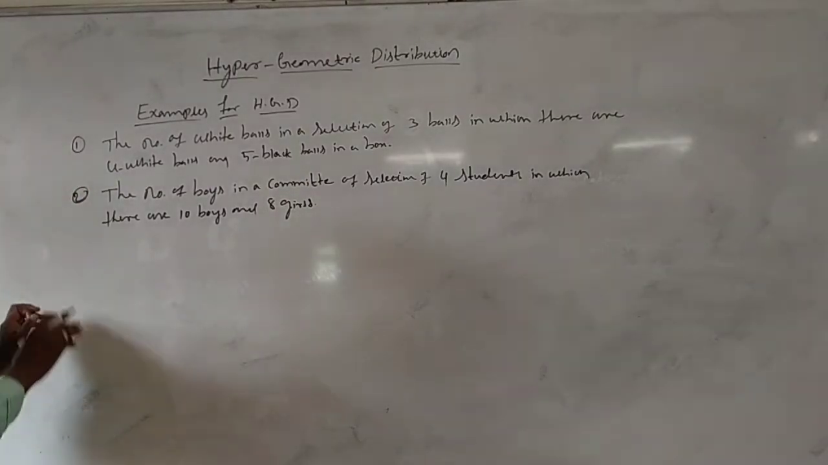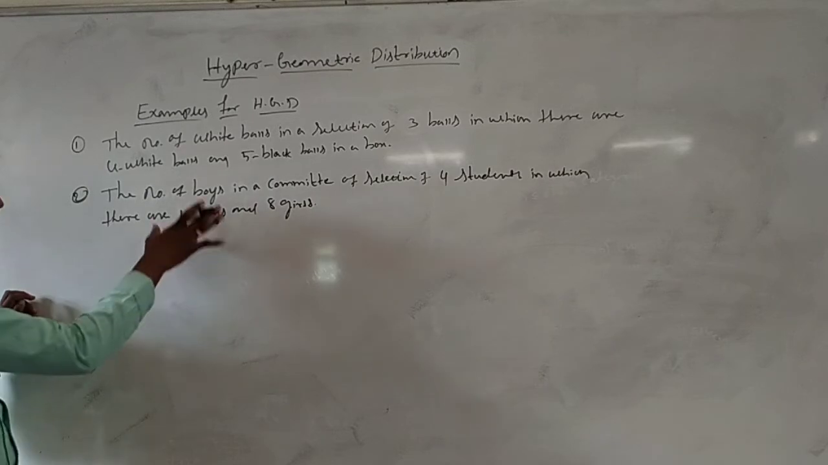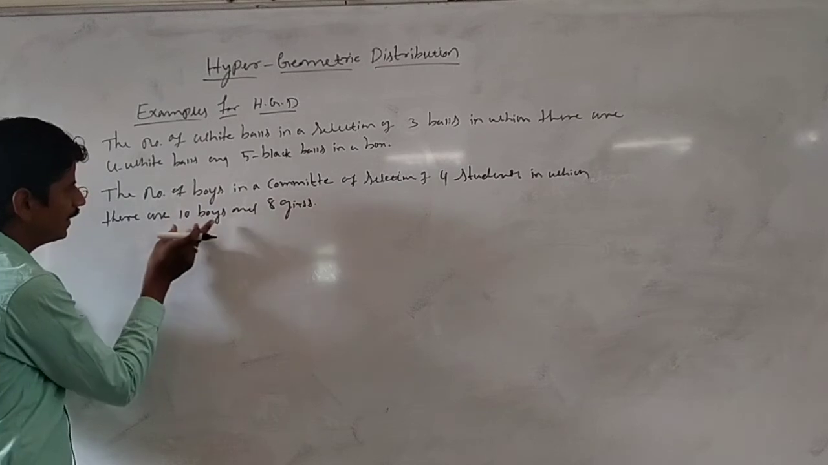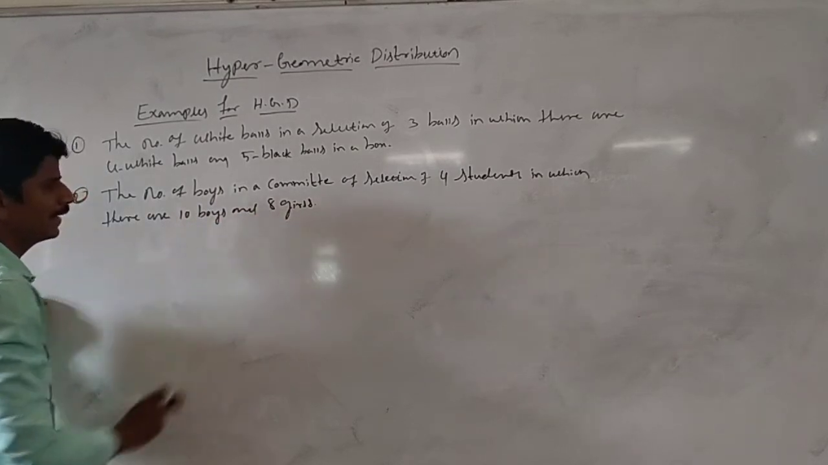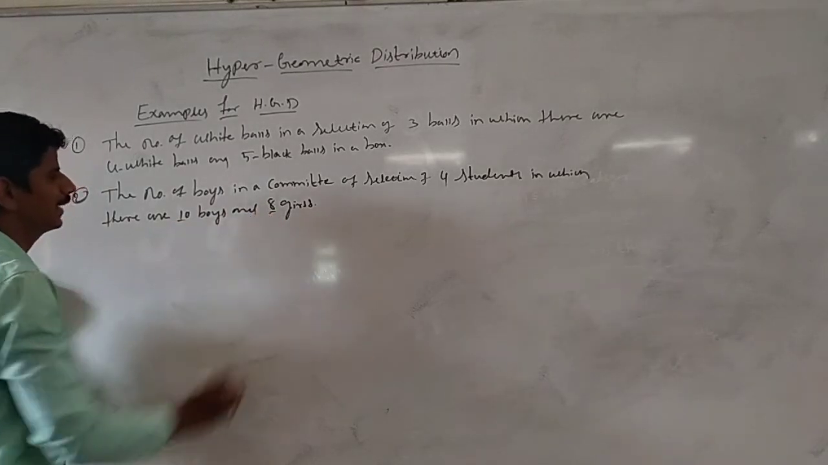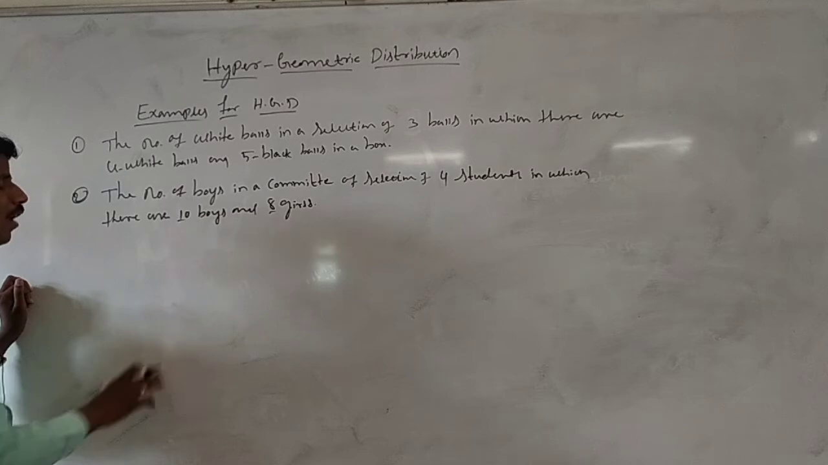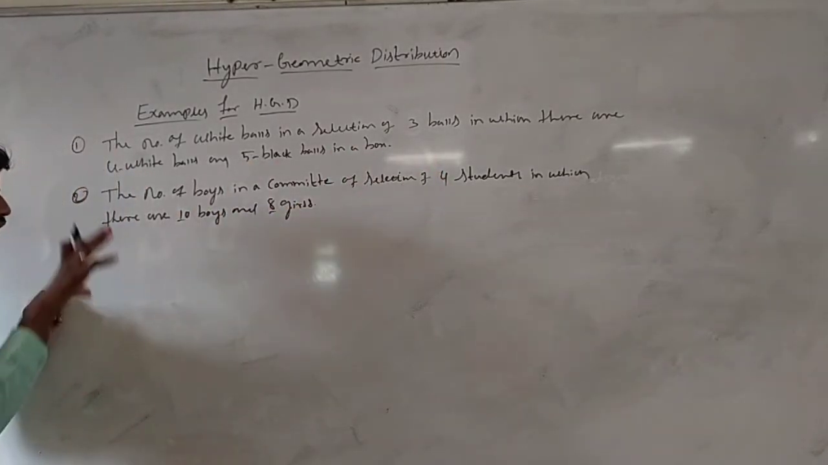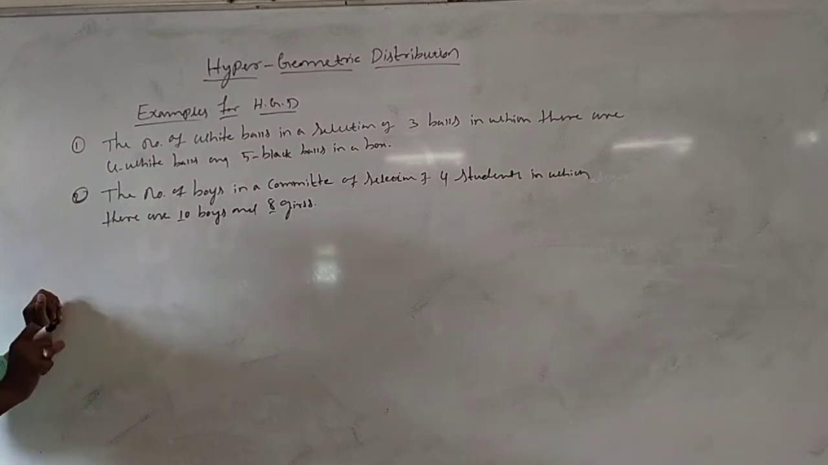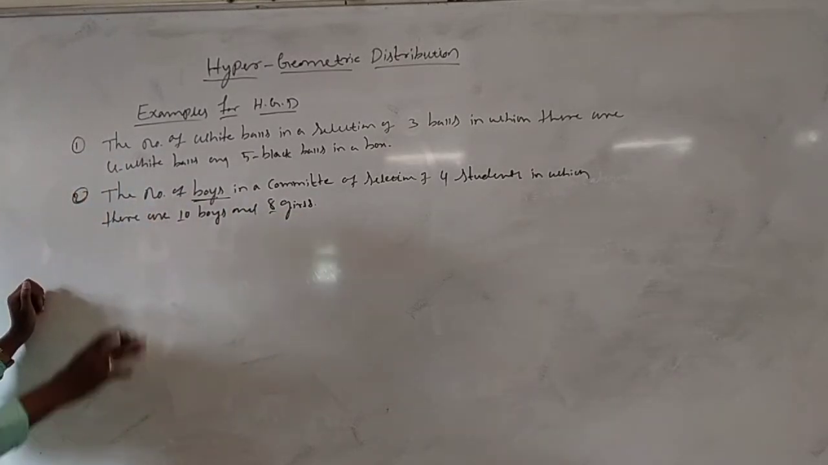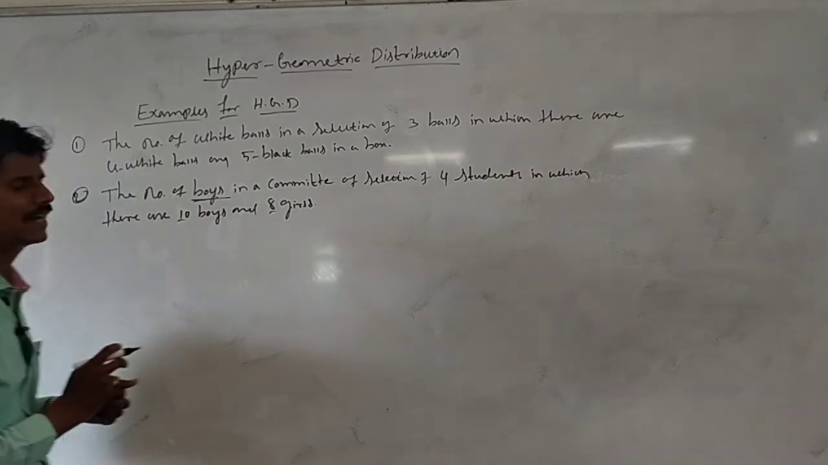Okay, listen once again. Here in a class there are totally 18 students. Out of 18, 10 are boys and the remaining 8 are girls. Here a is 10 and b is 8. a plus b is 18. Out of these, 4 students are randomly drawn. Then what is the probability of getting boys? That is the number of boys in a committee of selection of 4 students in which there are 10 boys and 8 girls.